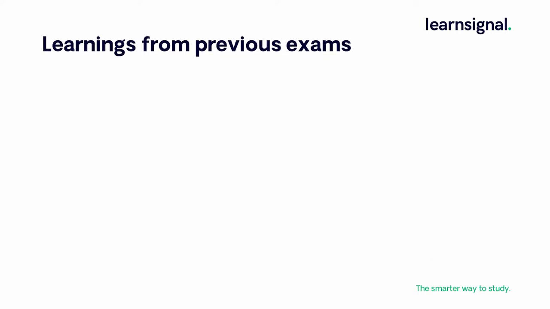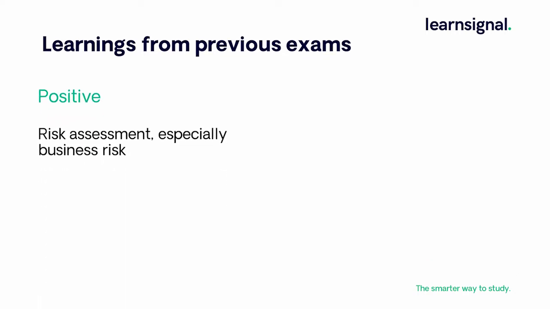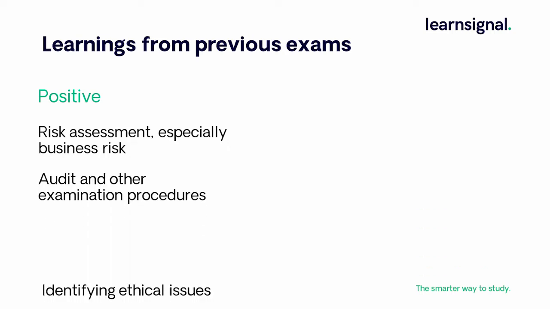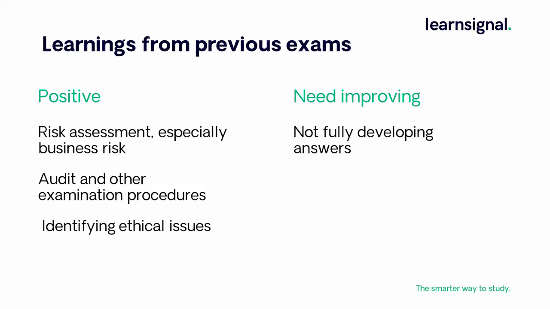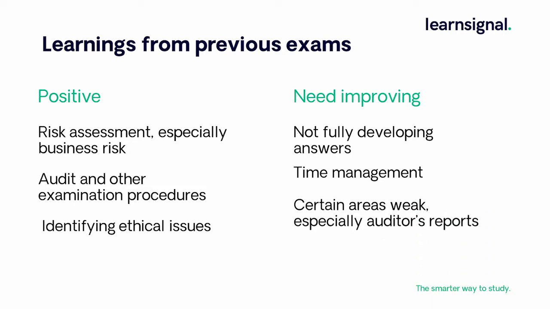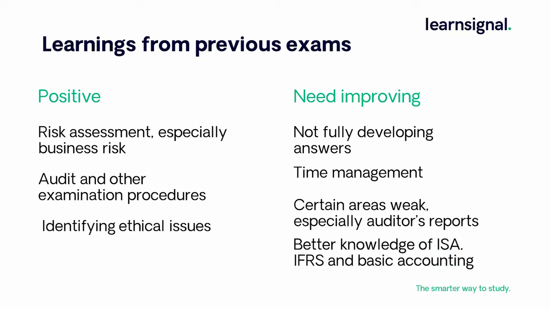In previous exams, some of the things that students did well were in the area of risk assessment, especially business risk. Other positives were audit and other procedures and identifying ethical issues. Areas where improvement is needed are the fact that students are not fully developing answers and time management is a continuing concern for AAA. There are areas that are consistently weak, specifically auditors' reports. And finally, a better knowledge of ISAs, IFRSs and basic accounting is required to answer questions in a thorough manner.